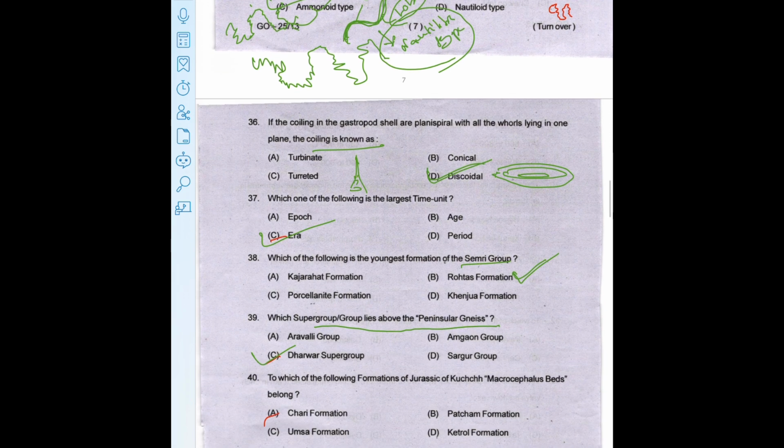To which of the following formations of Jurassic of Kutch the macrocephalous birds belong? In Jurassic we have Umia, Cuttrell, Chari and Pacham formations. So this macrocephalous bird is contained in Chari formation.